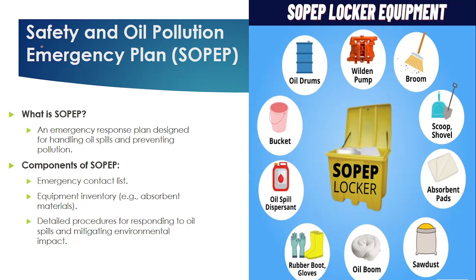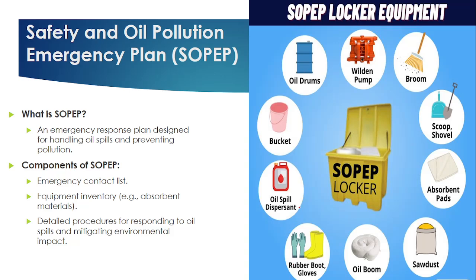SOPEP is basically the Shipboard Oil Pollution Emergency Plan, in which there is certain equipment which we need to place near the bunker station so that if oil pollution occurs, we can quickly contain it within the point. This equipment consists of a Wilden pump to transfer the oil, a broom to collect the oil by putting sawdust so as to prevent the spread, absorbent pads, scoop, bucket, oil spill dispersant, rubber boots, and oil drum.